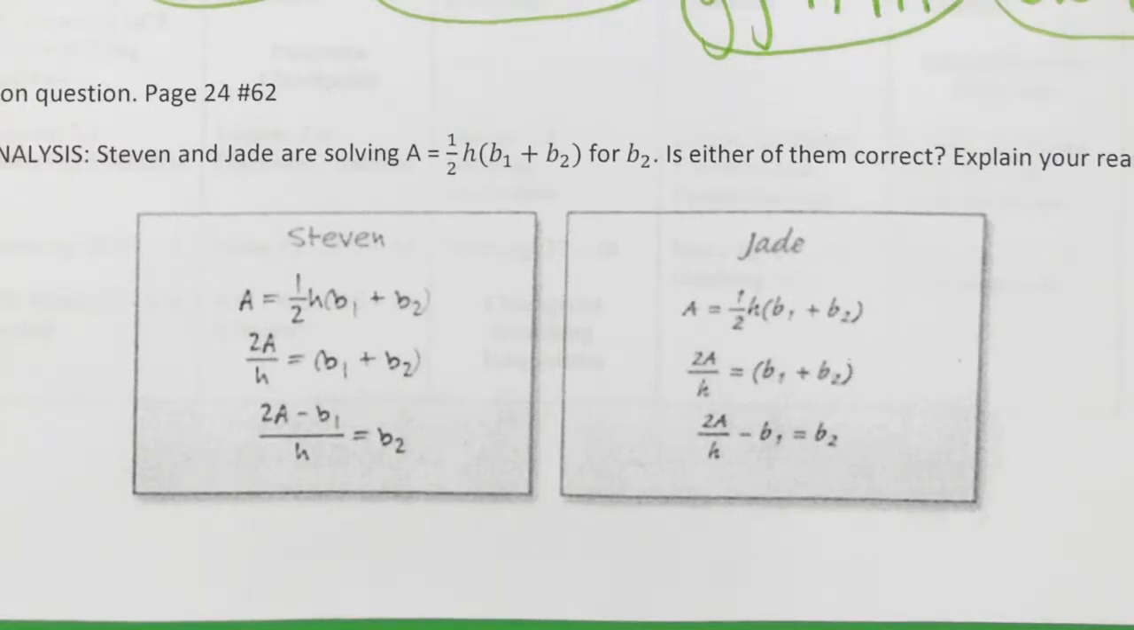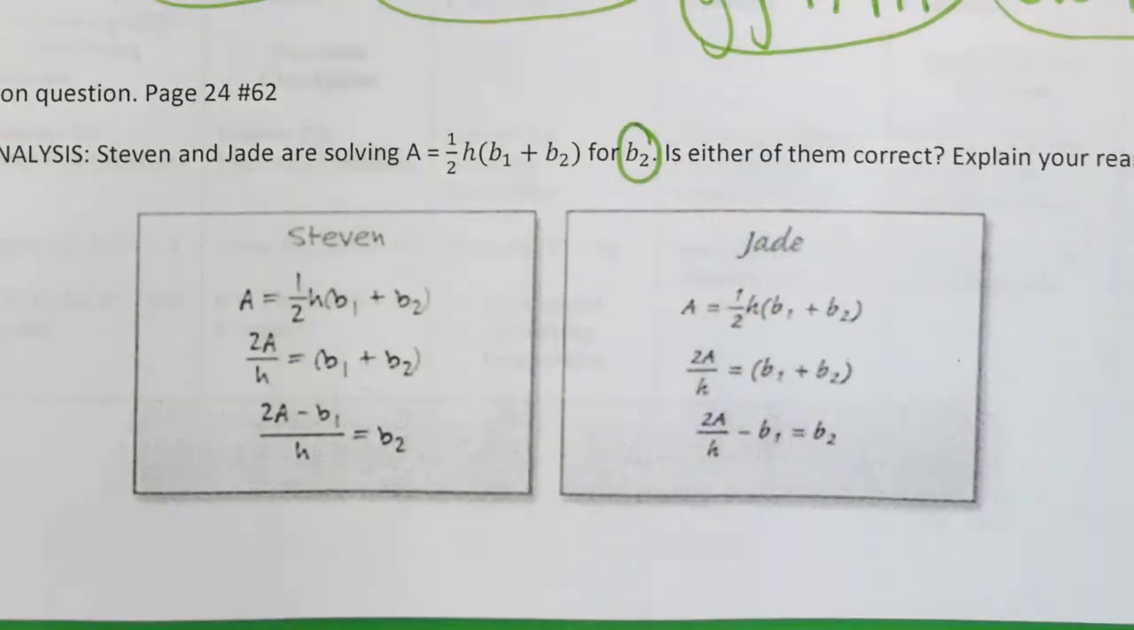Are you ready? Justification. You've got Stephen and you've got Jade. What were they supposed to do? They were supposed to solve A equals 1/2 H times (B1 plus B2), the trapezoid formula. But what were they supposed to do? Keep reading: solve for B sub 2. Very good.